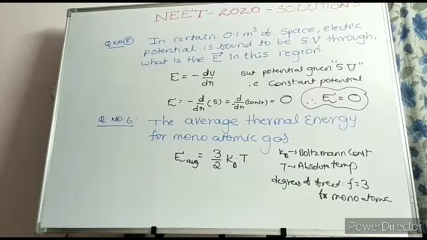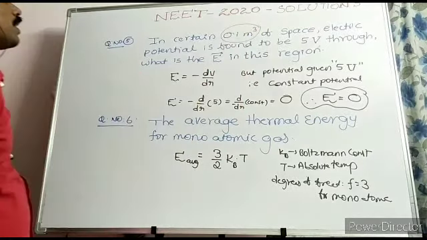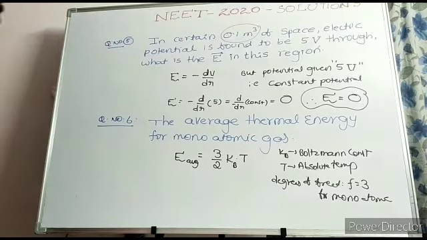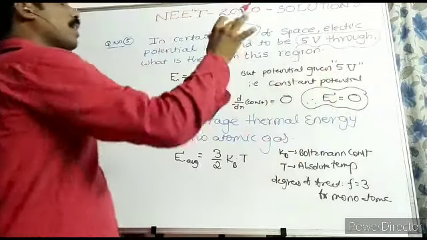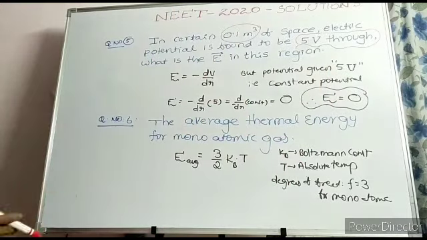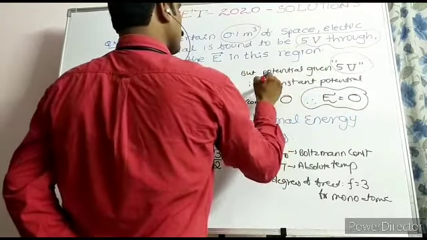Here we have another question. Question number 5. In certain 0.1 meter cube of space, electric potential is found to be 5 volt throughout. What is the electric field intensity in this region? Here we are provided with a certain volume, that is 0.1 meter cube, and electric potential is found to be 5 volt throughout. Throughout the process we are having 5 volts of potential constant. That's why potential 5 volts is constant. So that is V is constant.